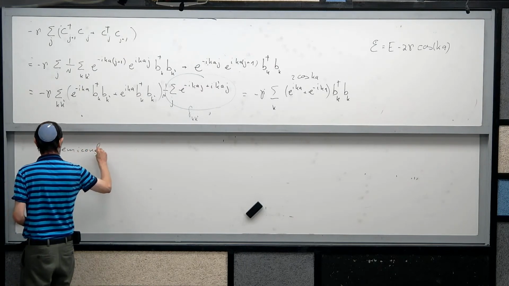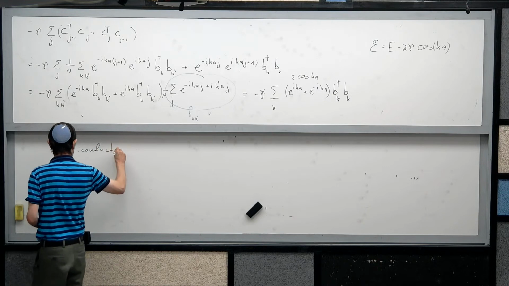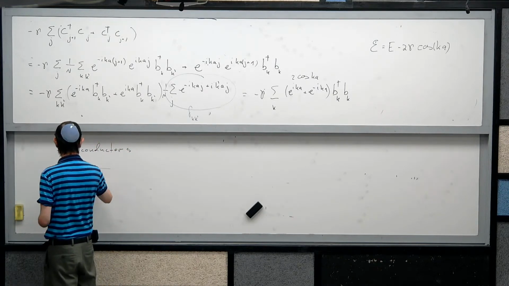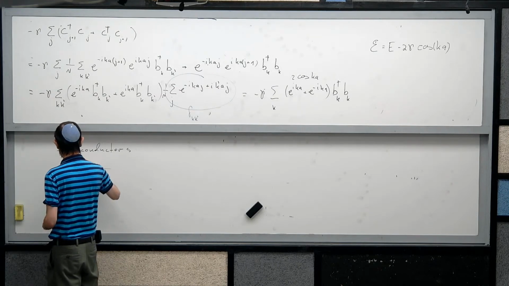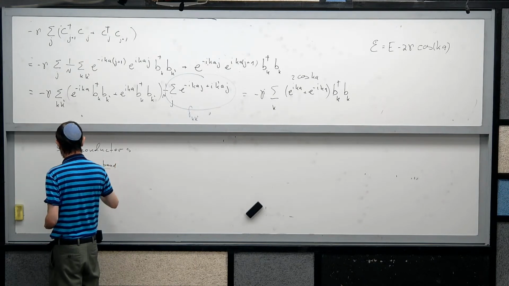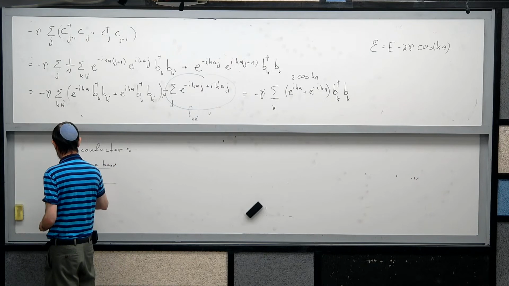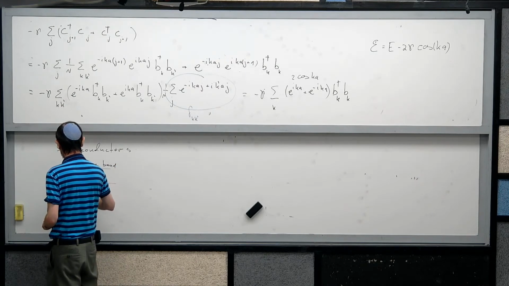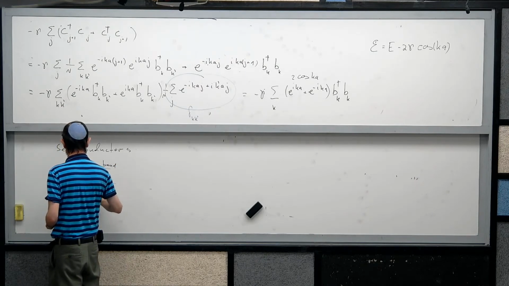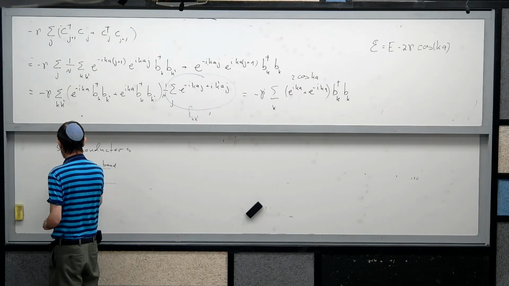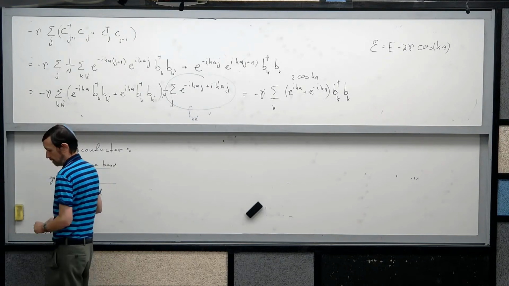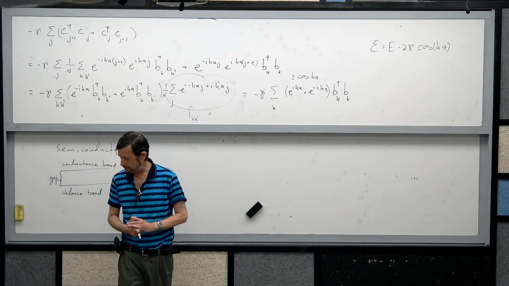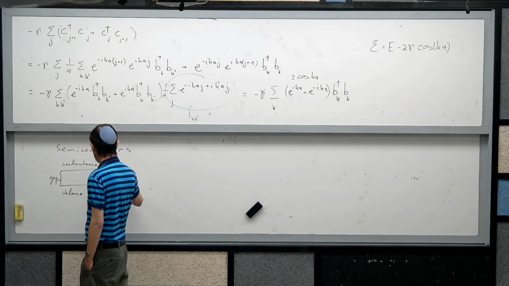So we have a conductance band. We have a valence band. And we have a gap. And let's call the size of the gap Eg.